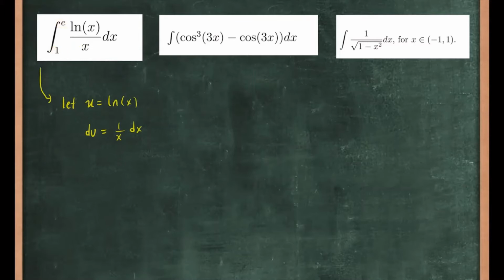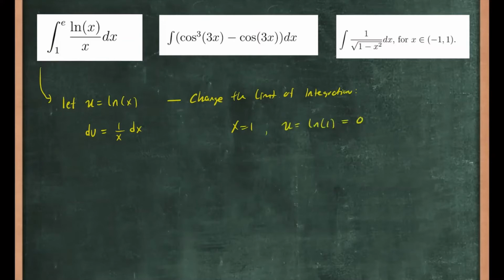You don't have to do it this way. I want to do it this way for this particular problem. So if u is equal to ln of x, that means if we change the limits of integration, we will have the new limits of integration. So when x is equal to 1, which is the lower limit, u is going to be ln of 1, that is 0. So that's our lower limit for the new integral. And when x is equal to e, u is going to be ln of e. And we know ln of e is 1.